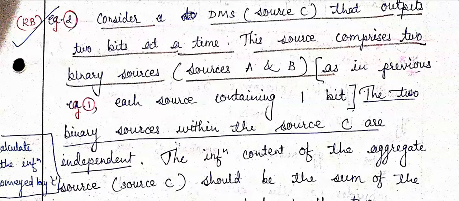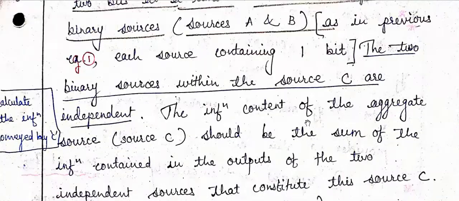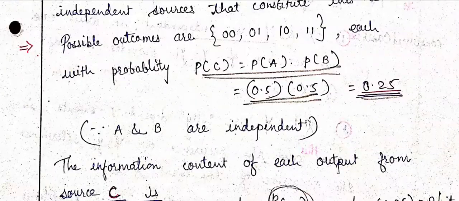Now let's consider an additional example based on the same example we just studied. Consider a DMS, that is source C, that outputs 2 bits at a time. This source comprises 2 binary sources, say source A and B. Just take the reference of the earlier problem. The 2 binary sources within source C are independent. We need to calculate the information conveyed by C. If C wants to convey any information, what could that be?